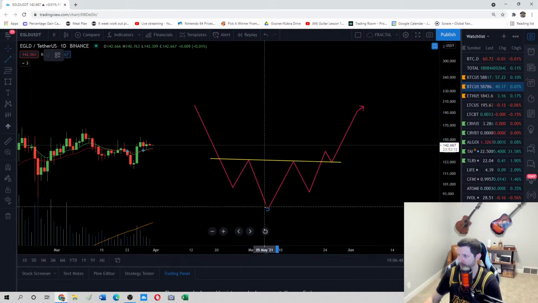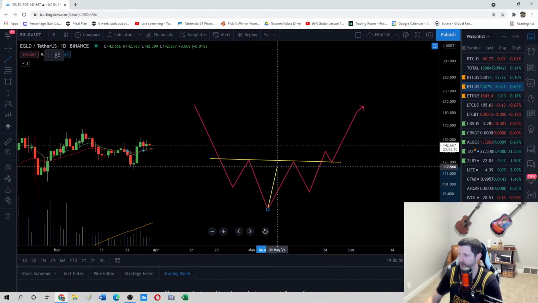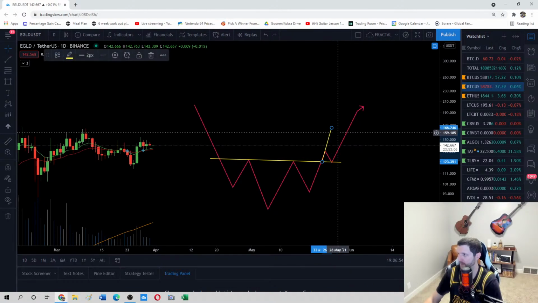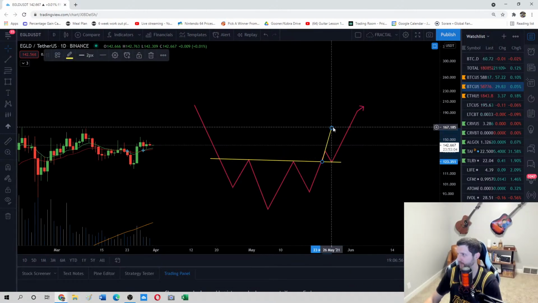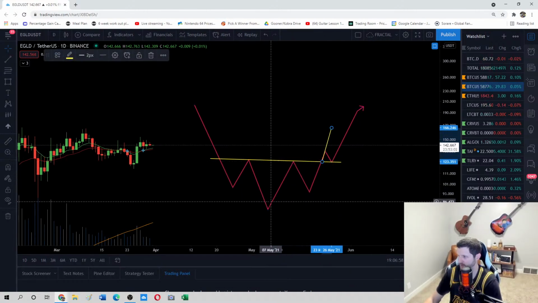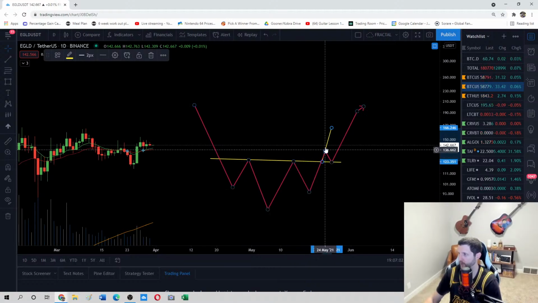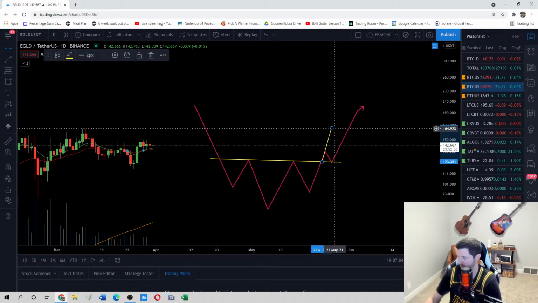I'm going to take my drawing tool from the head to the neckline, and I'm going to go from the breakout, and this is going to be my target. Okay, pretty straightforward. So if this happened, head was at 80, neckline's at 124, then we break out here, my target's going to be 164, okay?